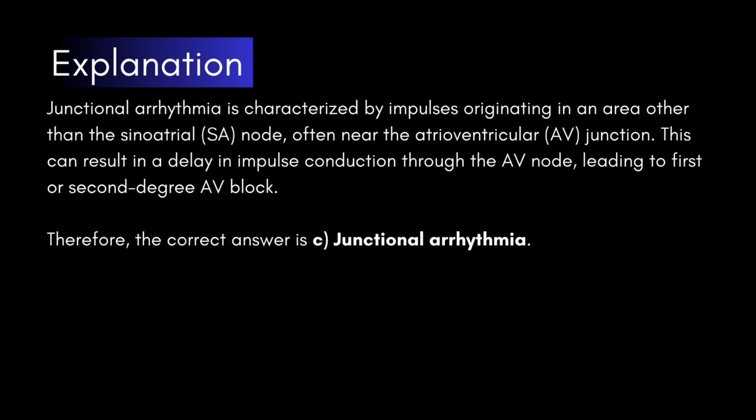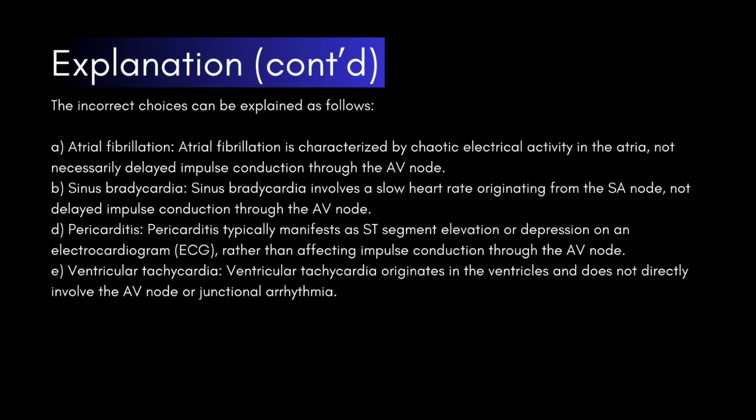Junctional arrhythmia is characterized by impulses originating in an area other than the SA node, often near the atrioventricular junction. This can result in a delay in impulse conduction through the AV node, leading to first or second degree AV block. Therefore, the correct answer is C, junctional arrhythmia. Let's go ahead and see why the other answer choices are incorrect.